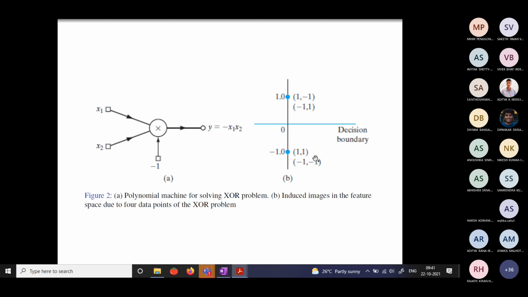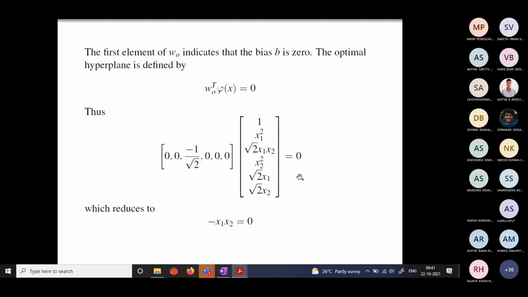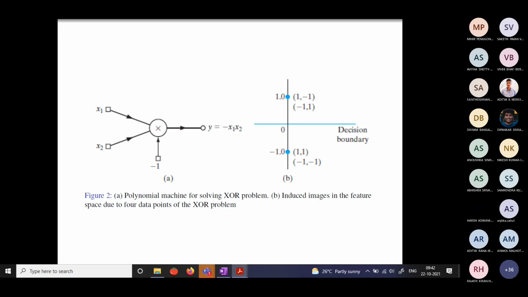So this is how an SVM can be designed for any given problem. You can expect that you'll be asked to find an equation for the hyperplane. The hyperplane equation in this particular case is nothing but this, minus x1 x2 equal to 0. So this is a simple hyperplane equation for this particular problem, that is the XOR classification problem.